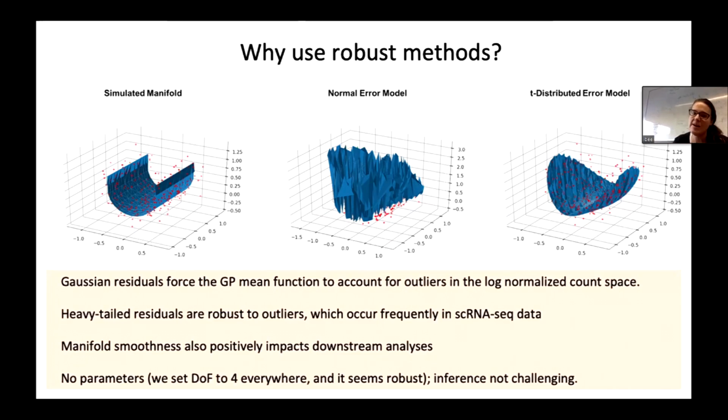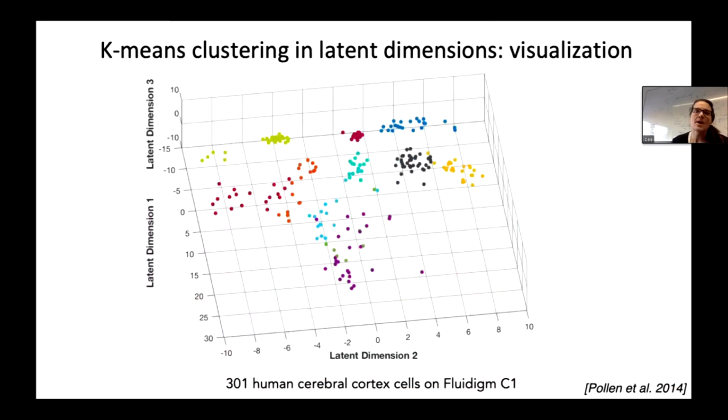The inference is actually quite easy. We just do the same type of Gaussian process latent variable modeling. It's a stochastic variational inference, and it works quite nicely, and it's very robust as a starting point.